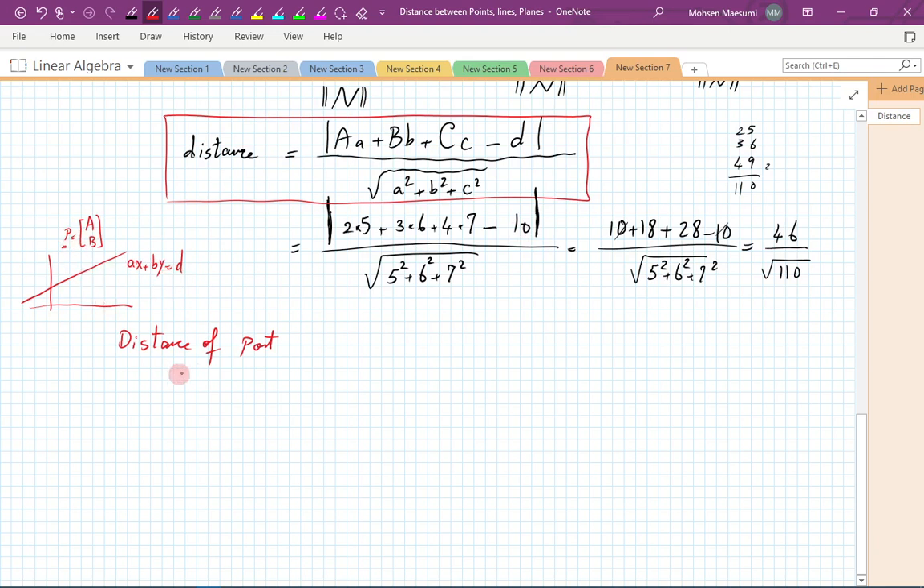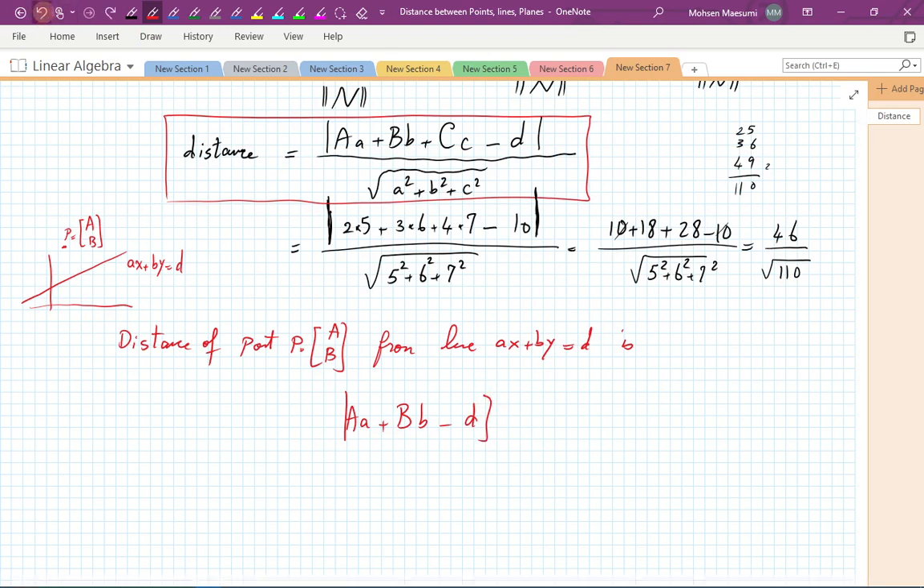Instead of all that work in high school, the distance of point P with coordinates a, b from the line ax plus by is equal to d is exactly the same as this, just you don't have the third component. It is a copy of this: absolute value of a times a plus b times b minus d, over radical a squared plus b squared.